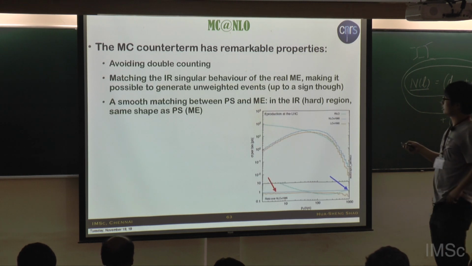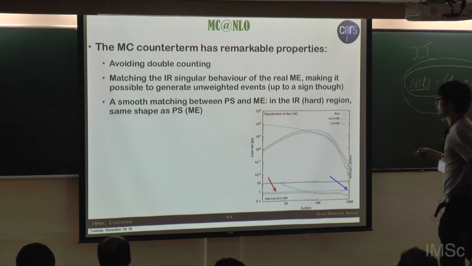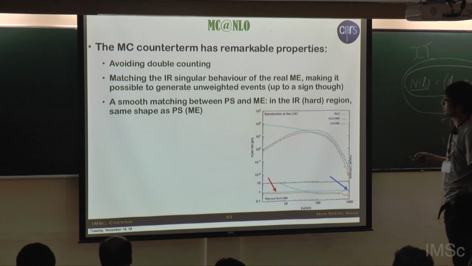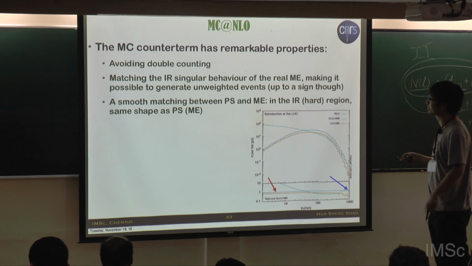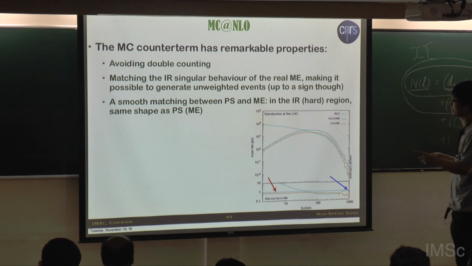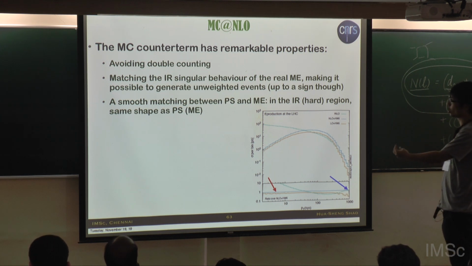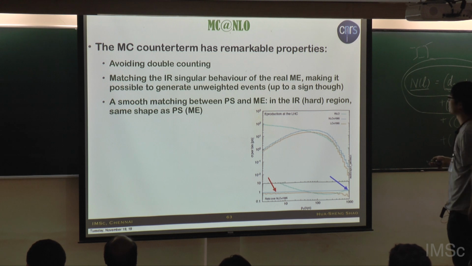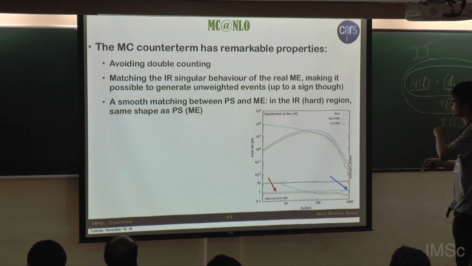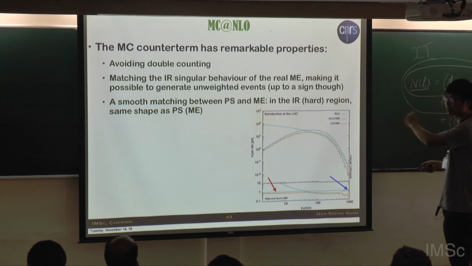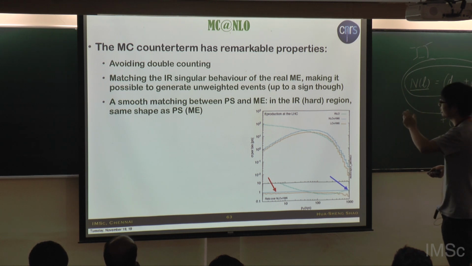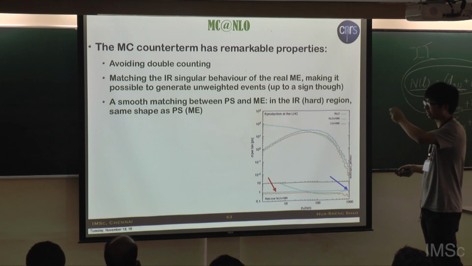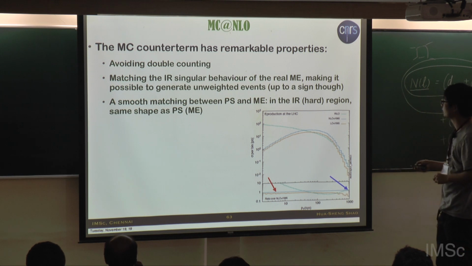So the MC counterterms have some remarkable properties. First, about the double counting, you already see. And then about matching, this matching infers the singular behavior of the leading-order matrix element. Then it makes your weight not infinite anymore. It makes it possible to generate unweighted events, but up to a sign, because you subtract something, so it may not be positive anymore. It could be positive and negative. So the weight could be plus and minus, and some cancellations could happen.